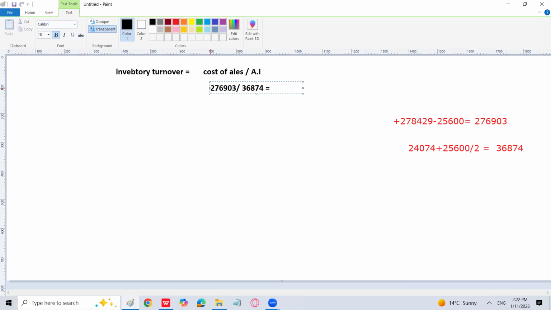So the answer is going to be in times, because the answer of inventory turnover ratio will always come in times. So 276,903 divided by 36,874. What is the answer we'll get?